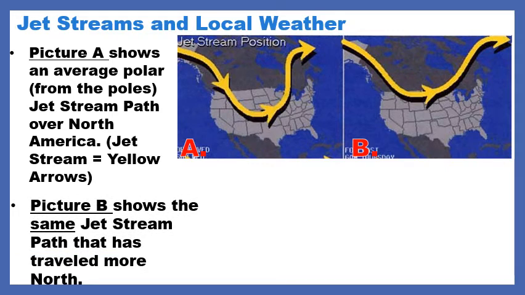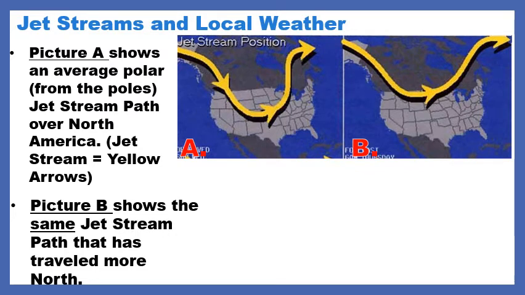Picture B shows the same jet path that has traveled more north. Remember, it's like when you're walking with me, I am all over the place. So the jet path is the same, it's going to be a little more south, a little more north. In this particular case, in picture B, it has meandered or traveled more north.